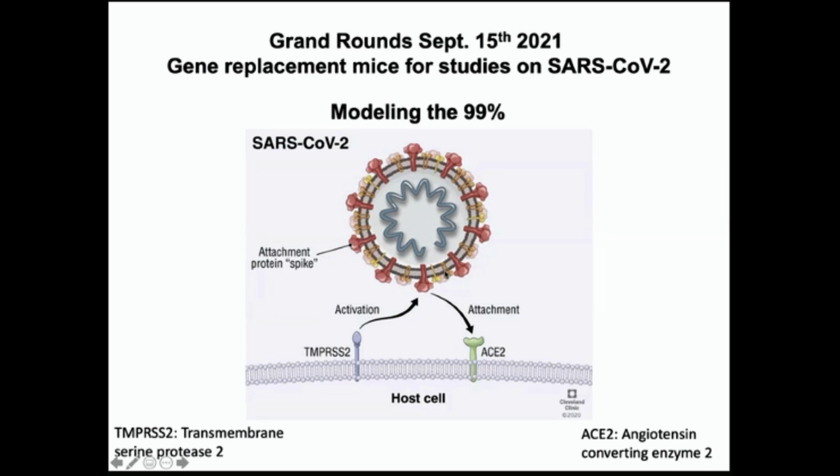The basic focus of the work was to generate mice that would have some of the key receptors involved in infection with SARS-CoV-2. That virus doesn't infect mouse cells typically. There is an important molecule called ACE2, angiotensin converting enzyme 2, expressed on the cell surface of the host cells. That's important for attachment, and a protease called TMPRSS2 is involved in activating the spike protein to allow it to attach to ACE2 and enter the cell.